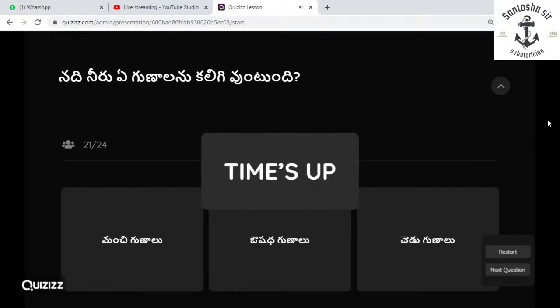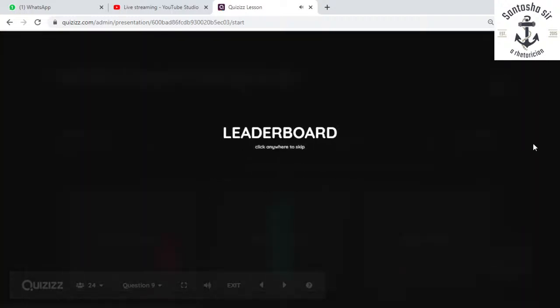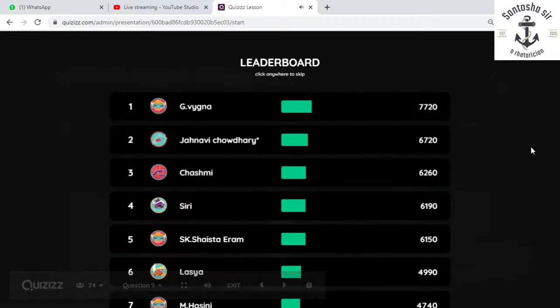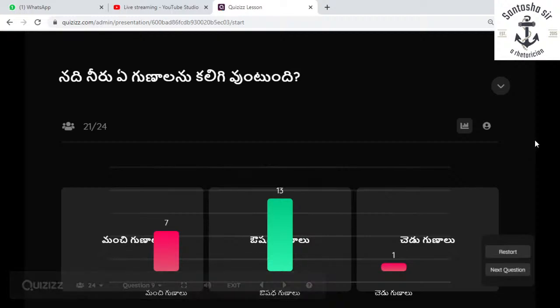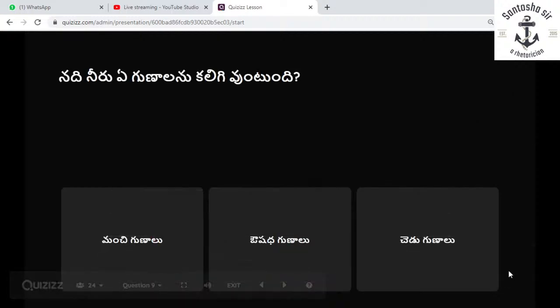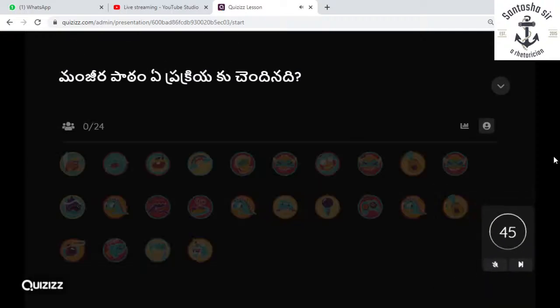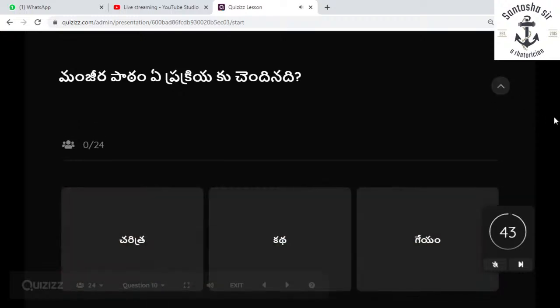Okay, time is up. 21 members answered out of 24 participants. The leaderboard score says fourth position was replaced. 13 members answered this question correctly. Moving on to the 10th question. I will tell the top 3 positions after this 10th question. So Manjira Patam ఏ ప్రక్రియకు చెందినది?